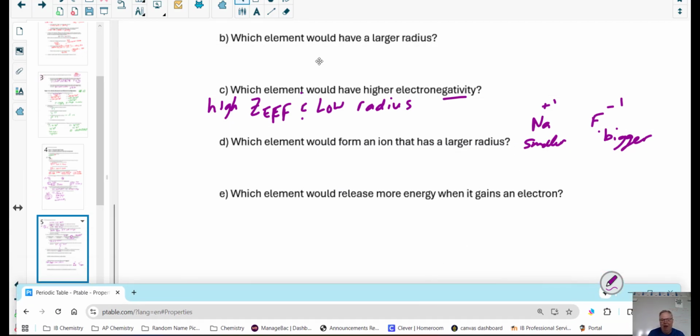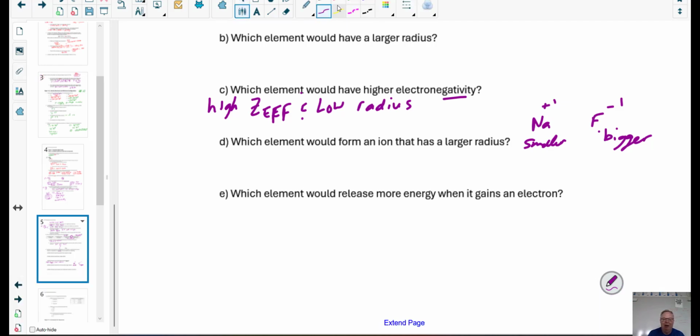Sodium would be smaller because it has a greater Z effective. There we go, so there's sodium with a greater Z effective. Which element would release more energy when it gains an electron? So gaining an electron is really looking at what we call electron affinity. So how easy does it gain an electron? Well, we know that fluorine wants to gain electrons and sodium has absolutely no use for electrons. It actually wants to get rid of them, right, to make that +1. So we know that fluorine would release a lot more energy when it gains that extra electron.